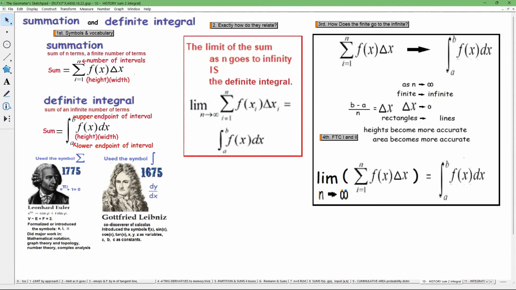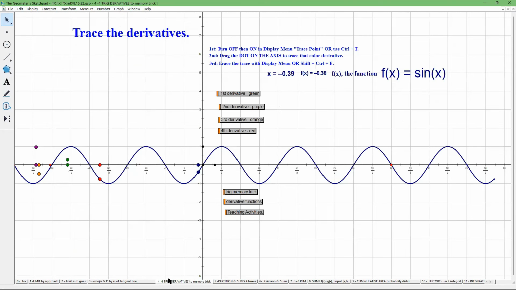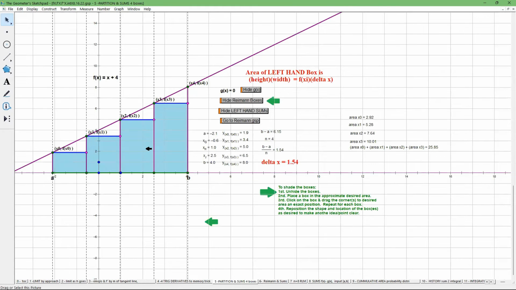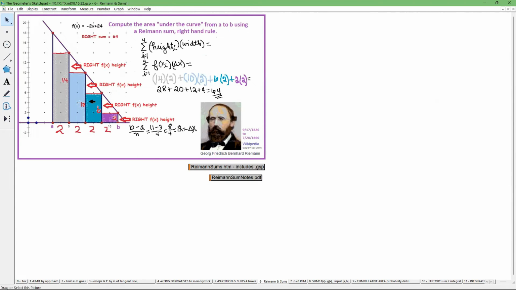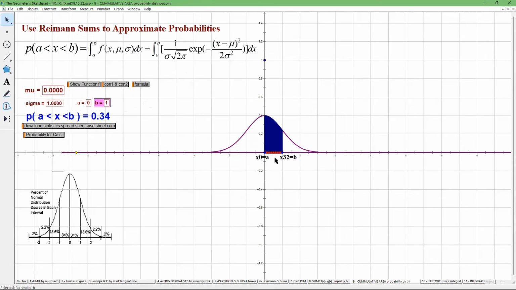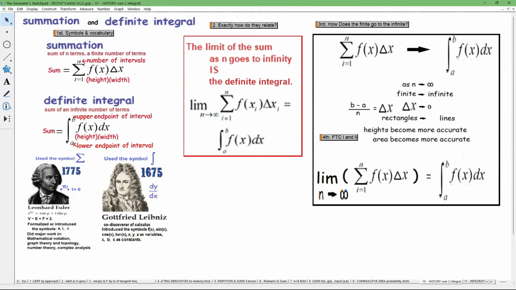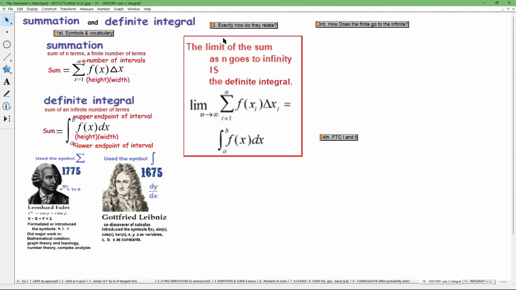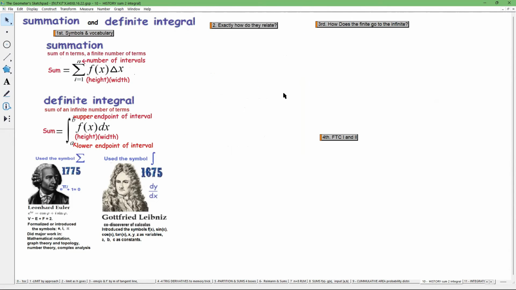So instead of seeing this picture of boxes, this picture looks like lines. That's how it happens. Let's get rid of that.